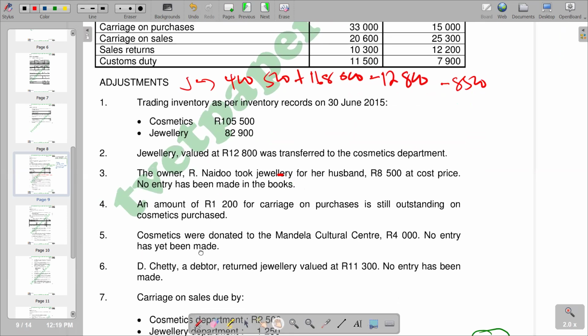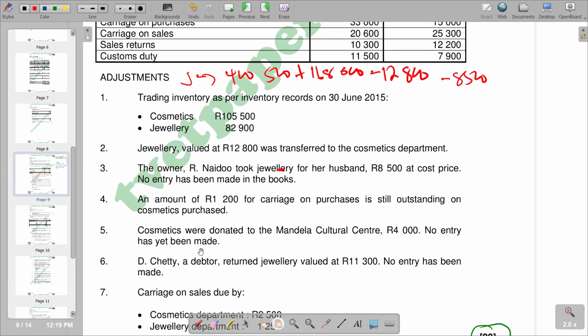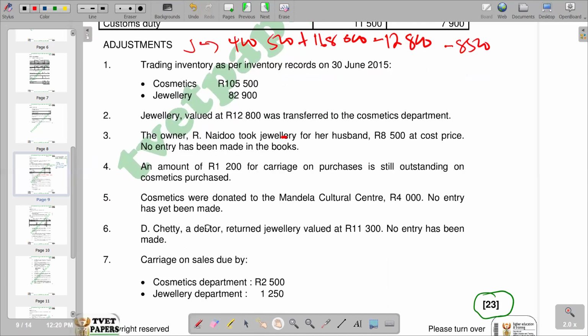We check if we see another adjustment affecting our jewelry. We are being told that the teacher retained jewelry valued at 11,300, no entry has been made. So these are returns, these are sales returns. So they're not going to affect the calculation of purchases. So we leave it like that.